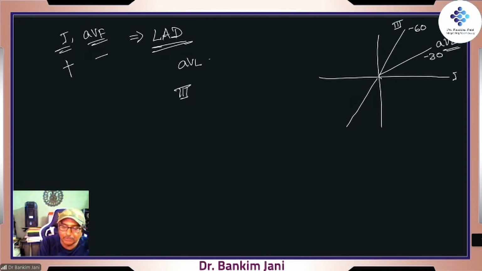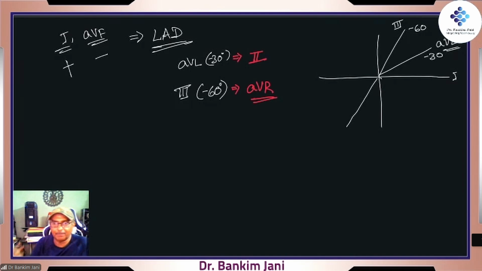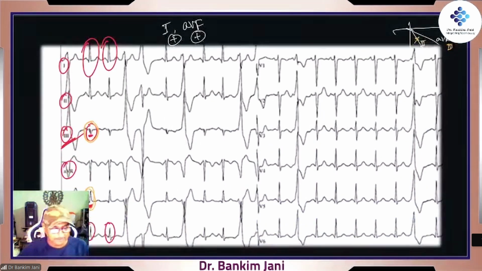If it is AVL, then it would be minus 30 degrees. And if it is towards lead 3, then it is minus 60 degrees. Okay. But we can't watch those, we have to watch the leads which are 90 degrees to them. So which lead would be 90 degree to AVL? Our cheat code. That's right. Lead 2. And which lead would be 90 degree to lead 3? Our cheat code. That's right. AVR. Done. Now, let's see this.